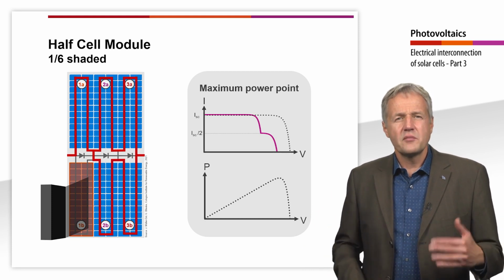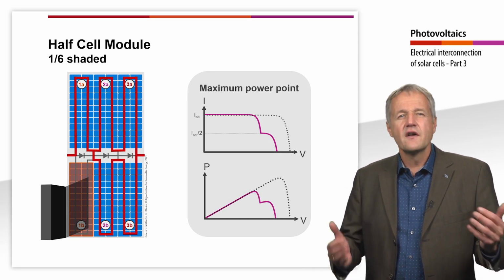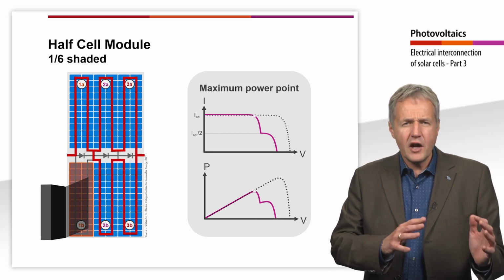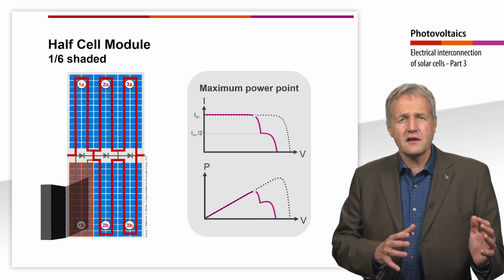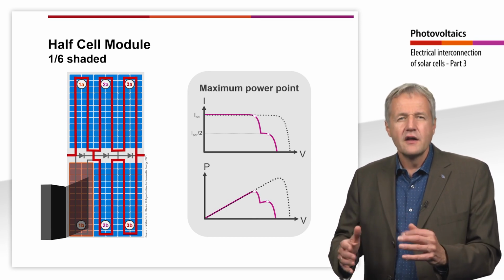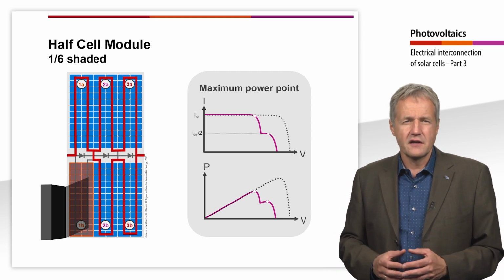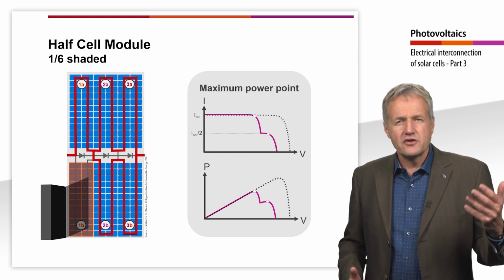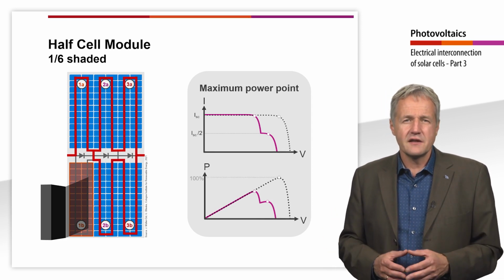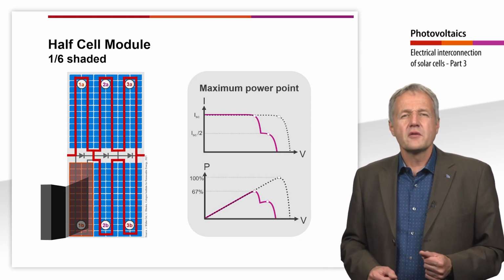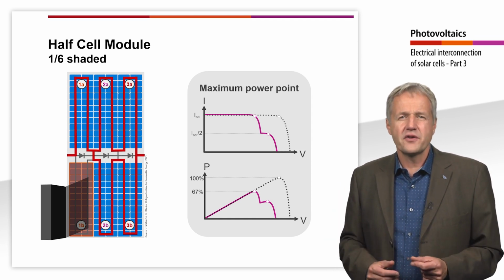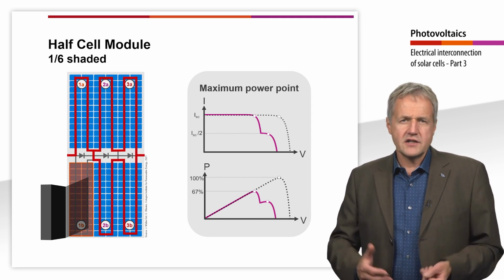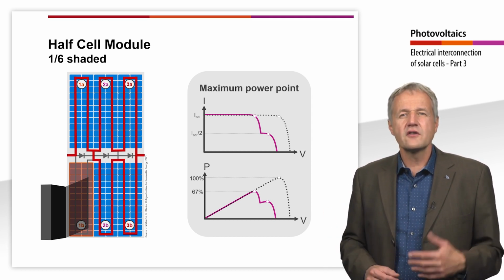If we also look at the power characteristic curve, we see that there are now 2 local maxima. One maximum for operating with bypassing of string 1 and one for operating without bypassing. You can see that it is more favorable to bypass string 1 completely. The maximum module power therefore drops to 67%. So for this type of shading, there is no advantage for the half cell module compared to the full cell module.